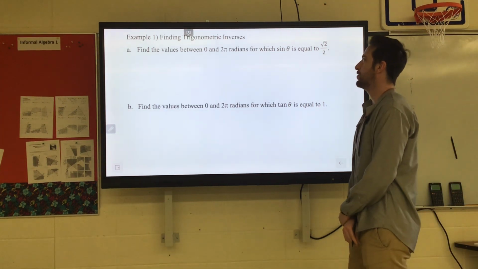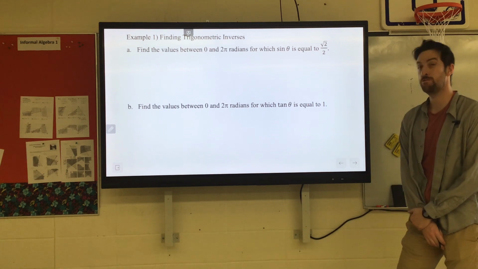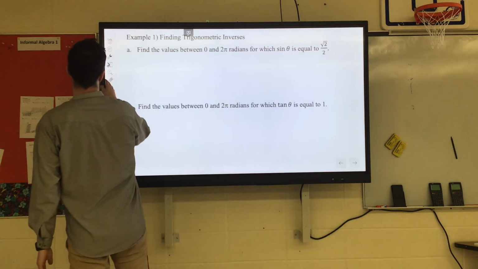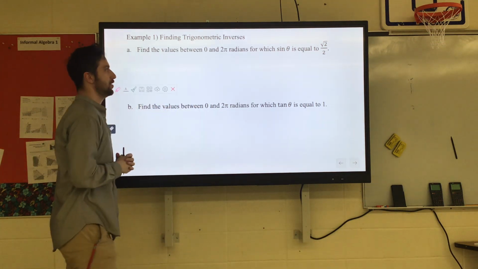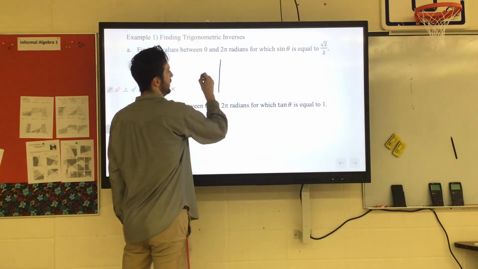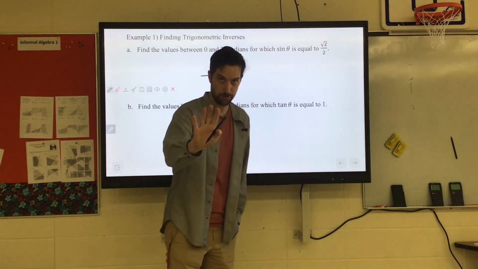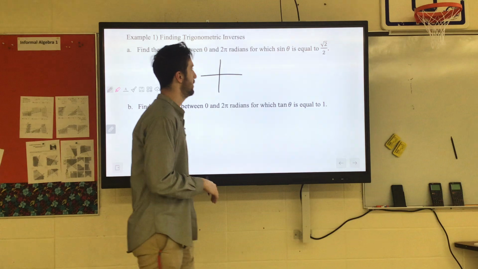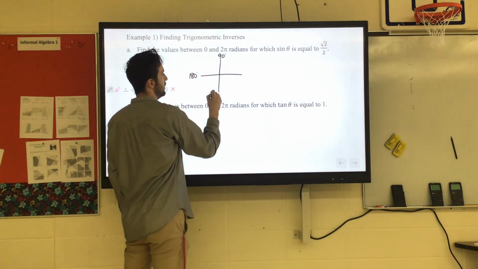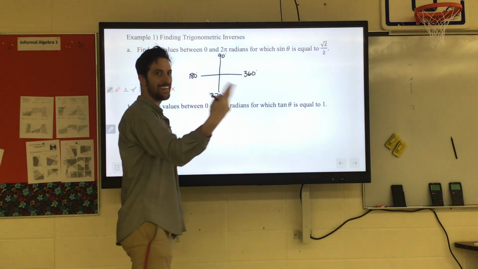Find the values between 0 and 2 pi radians for which sine of theta is equal to root 2 over 2. Wowza. All right. This is bringing together the full unit circle here. Now, we're going between 0 and 2 pi radians. It's always going to be like that because it's just one circle, right? There could be infinite coterminal angles. We're not even worried about that right now. But let's think like we got our 90, 180, 270, and 360. And we're going to list our answers in degrees and radians.